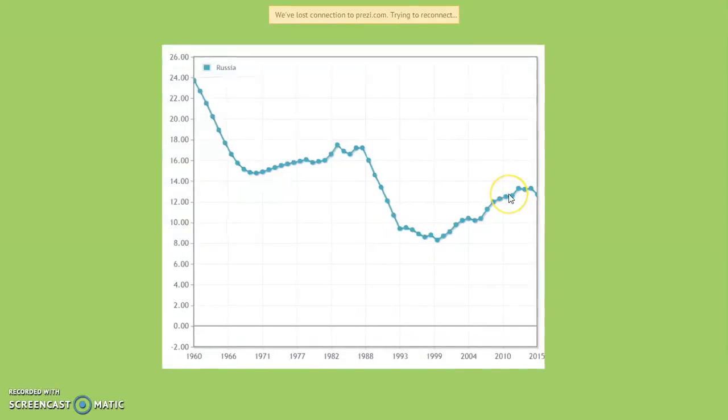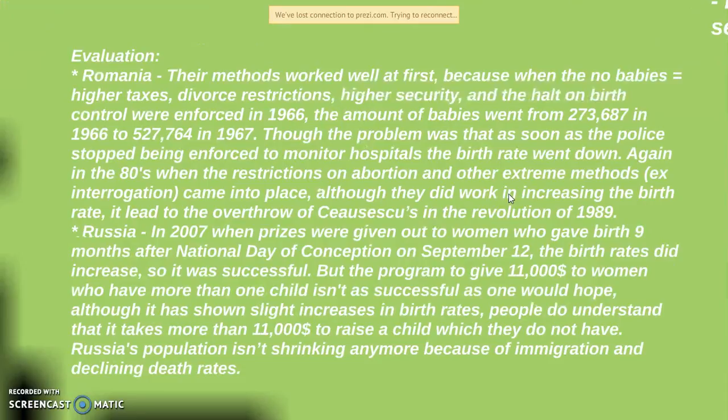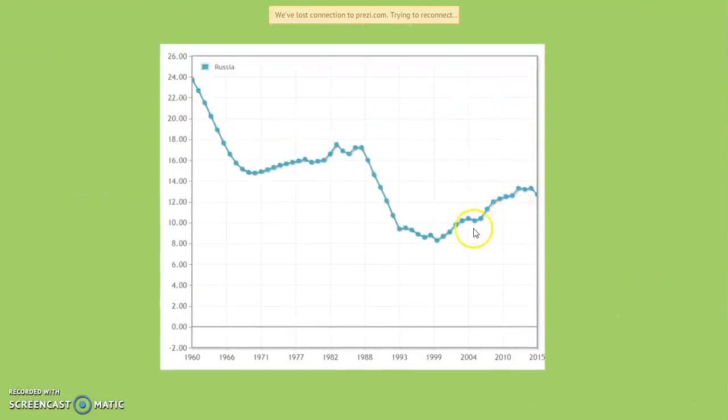And because of that, Russia's population isn't shrinking anymore, and we see this nice stable growth. Well, kind of. This is probably just a little anomaly, and it's pretty good. So their methods have worked and are working right now as we speak.